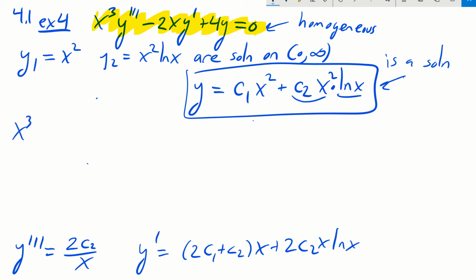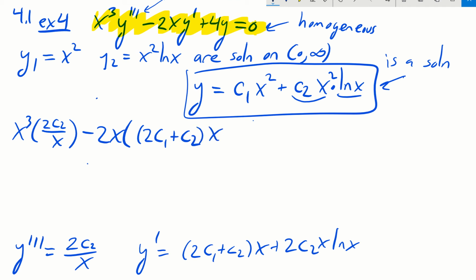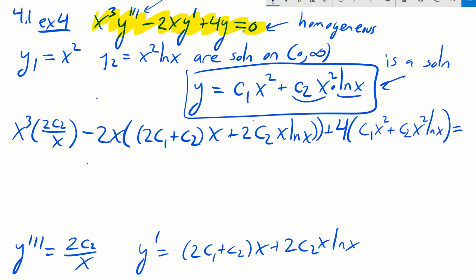So let's check this. We have x cubed times y triple prime, which is 2c2 over x, minus 2x times y prime. Y prime is 2c1 plus c2 x plus 2c2 x ln of x, and then we have 4 times y, which is c1 x squared plus c2 x squared ln of x, and this is supposed to be equal to 0.